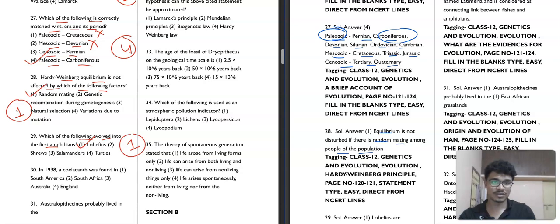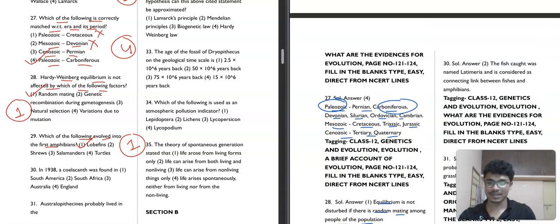And question number 30. It is saying that in 1938 a coelacanth was found in South America, South Africa, Australia, England. This could be a confusing one if you don't study it very well. That coelacanth was found in South Africa, not America. So second option will be your correct answer.